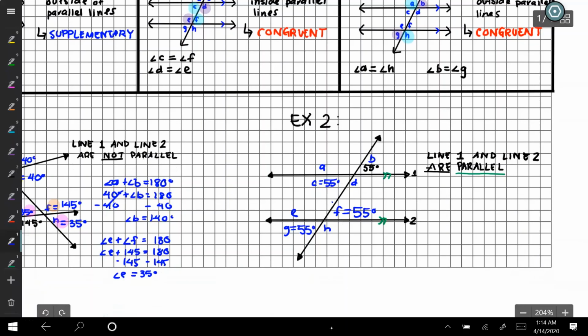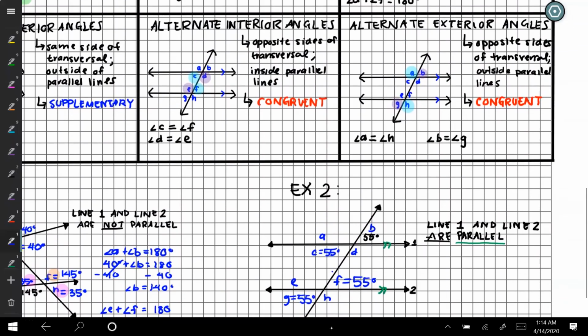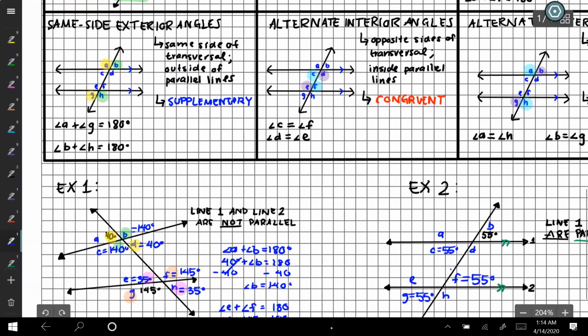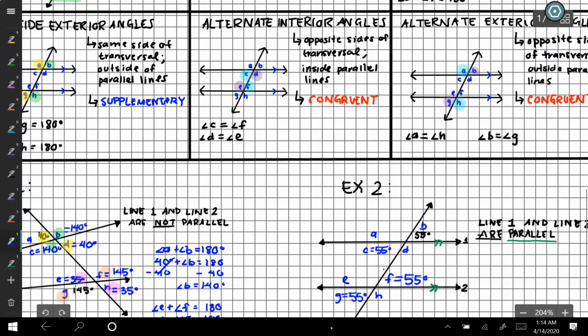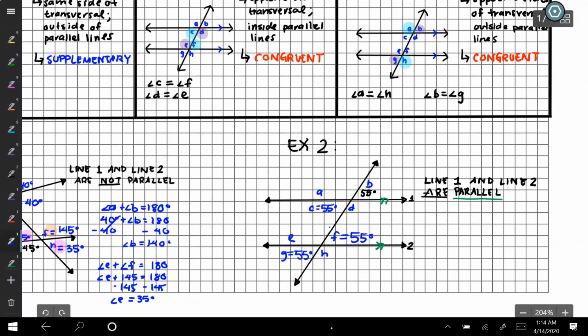Alright, and now we're going to look for our supplementary pairs. So let's start with same side exterior angles. So that's going to be angle B and angle H. So angle B plus angle H is going to be 180. I know that angle B is 55 degrees, plus angle H equals 180. We're going to subtract 55, which means angle H equals 125 degrees. Awesome.